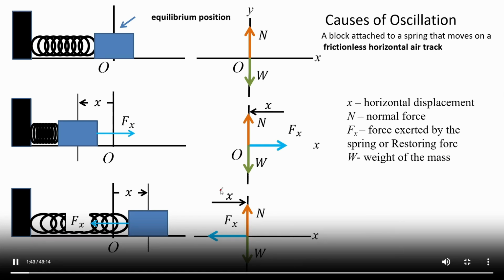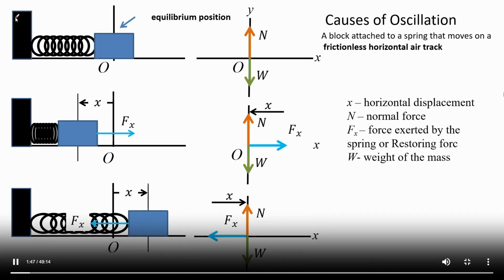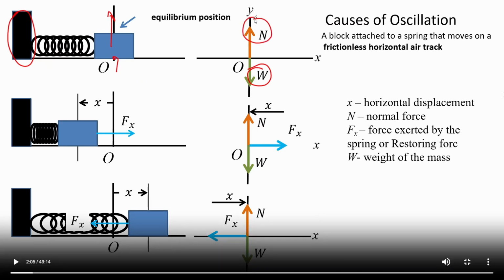So here we have a spring. Attached to it is a mass, and it is also attached to a fixed position here. So here we have the equilibrium position, where it is unstretched. So the only forces here are the normal force and the weight, as shown here. Okay. So this is a frictionless track.